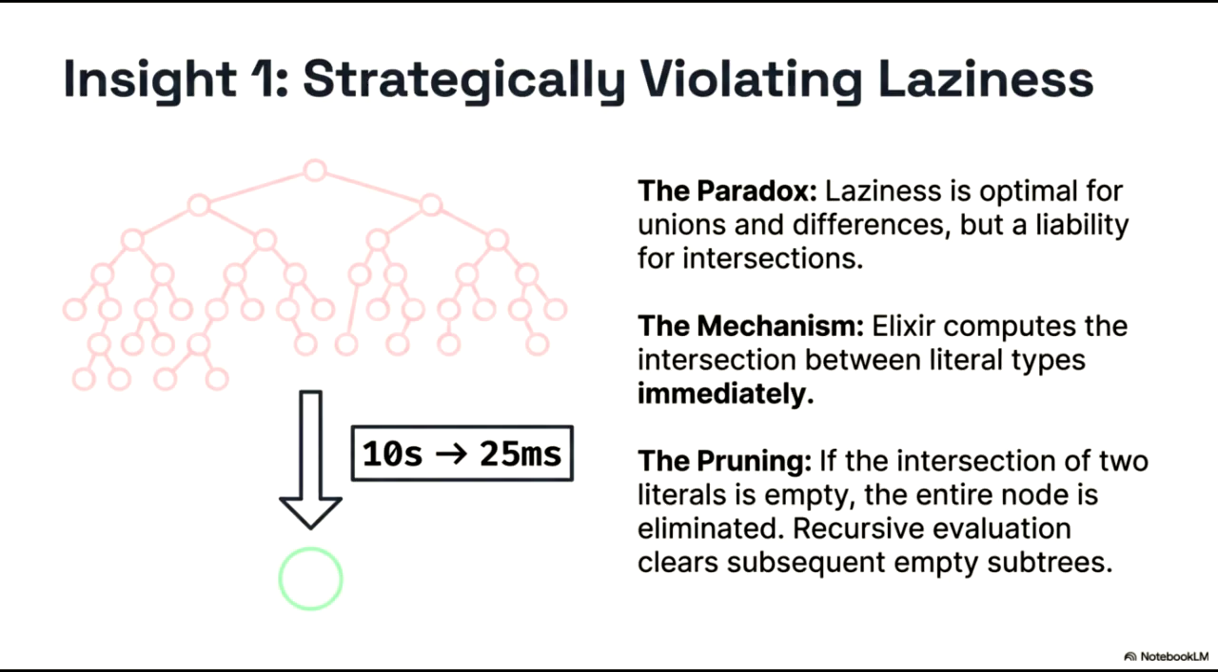If the intersection of 2 literals is found to be empty, the entire node is instantly eliminated. This recursive evaluation clears out subsequent empty subtrees, preventing the massive tree growth shown at the top of the slide. As the performance metrics demonstrate, this approach reduced computation time from 10 seconds down to just 25 milliseconds, effectively collapsing a complex tree structure into a single, simplified node.